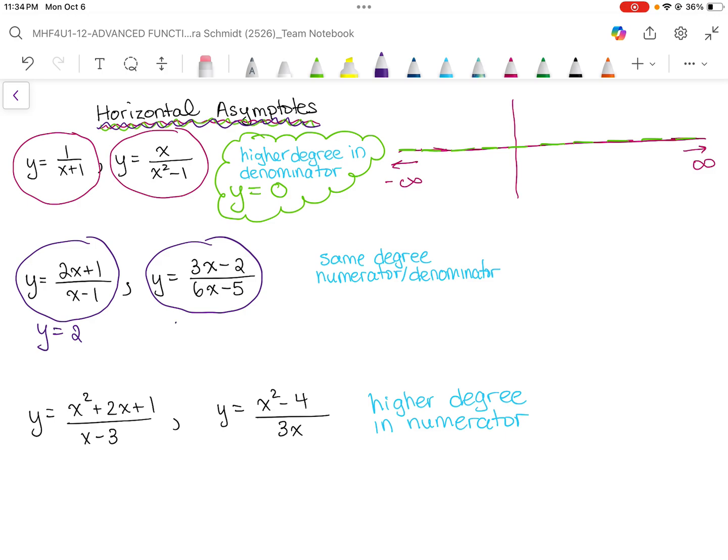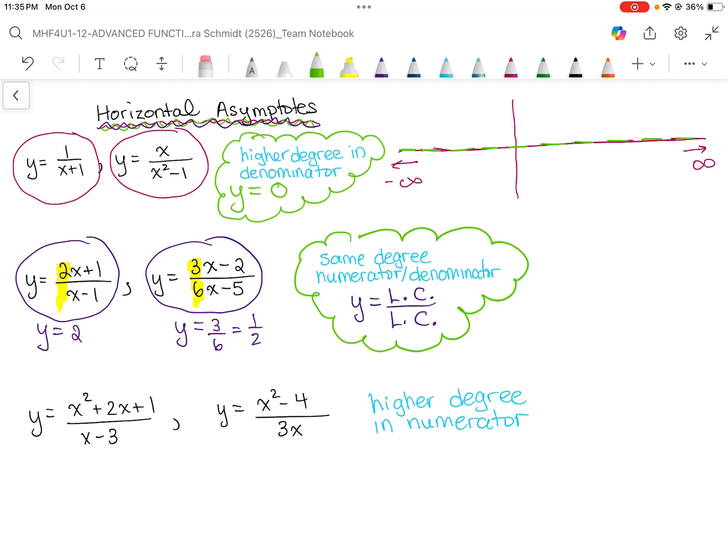And the next question, if you were to have 3 billion divided by 6 billion, pretty much you'd end up with 3 over 6, which is just a half. So our horizontal asymptote would just be 3 over 6, or 1/2. So if you have the same degree in your numerator and your denominator, your horizontal asymptote is always just a ratio of your leading coefficients. So that coefficient right in front of x, it's always just going to be a ratio of those things. So 3 over 6, 2 over 1, that's going to be your horizontal asymptote if it's the same degree.